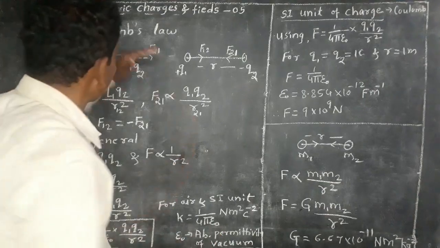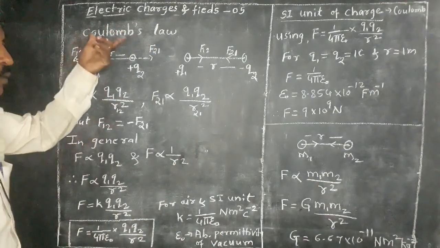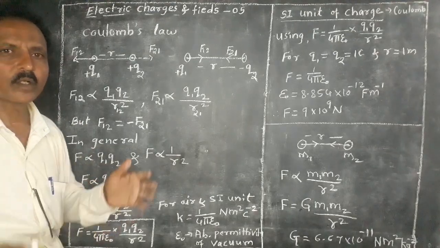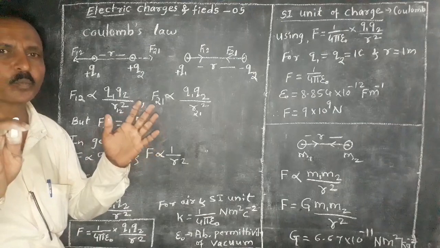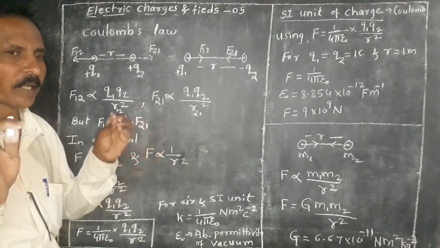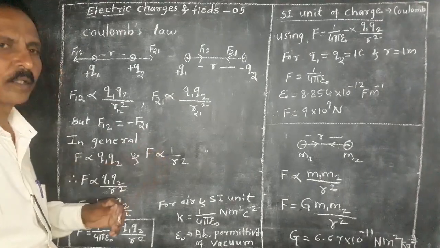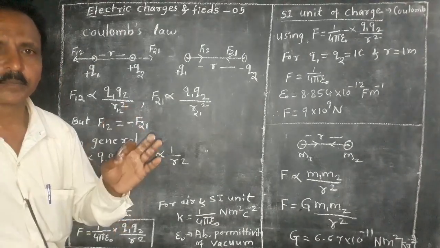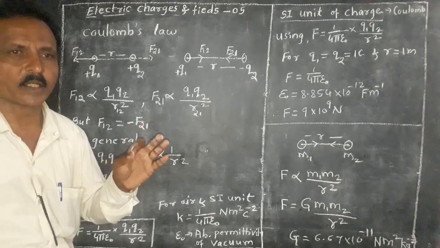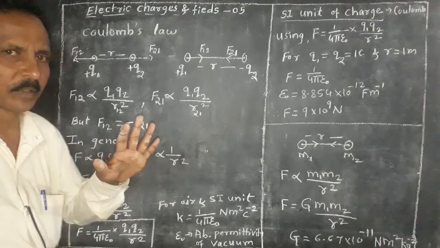Now we start Coulomb's law. According to Coulomb, the force of attraction or repulsion between 2 point charges is directly proportional to the magnitude of charges and inversely proportional to the square of the distance between them, and the force acts along the line joining the centers of the two charges. This is the statement.